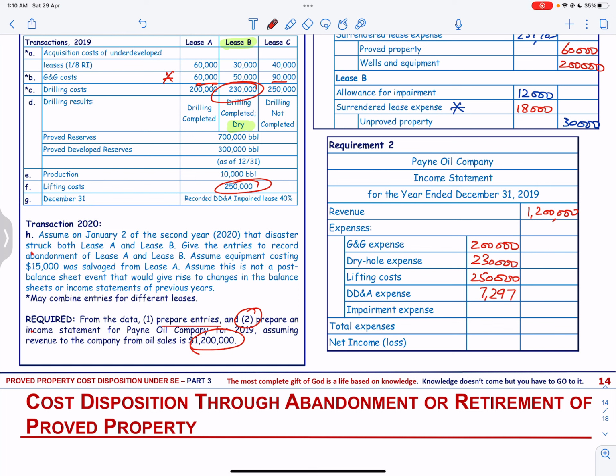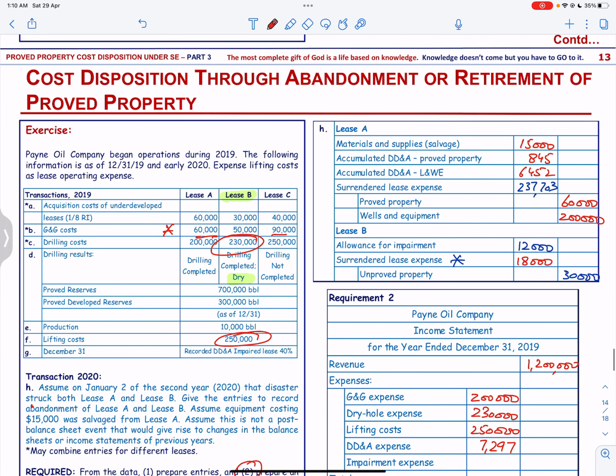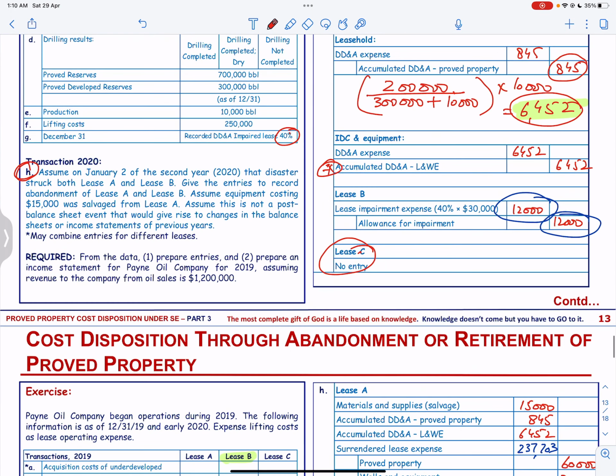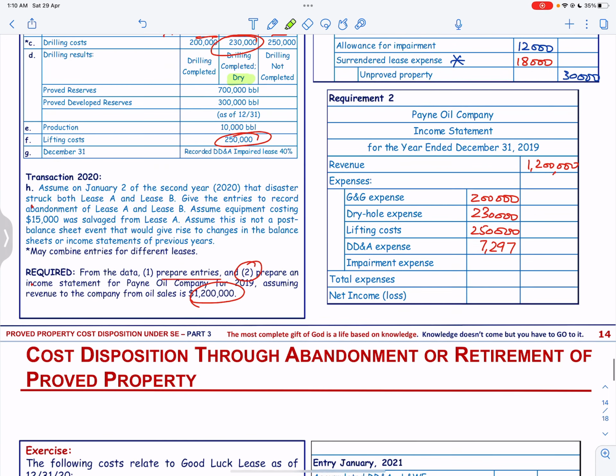Then there was an impairment expense, if you can remember, of 12,000, and the total expenses will be 699,297, and the net income will be 500,703.